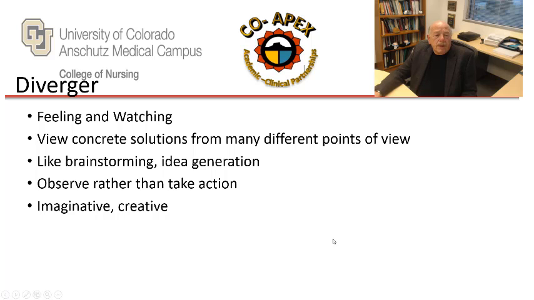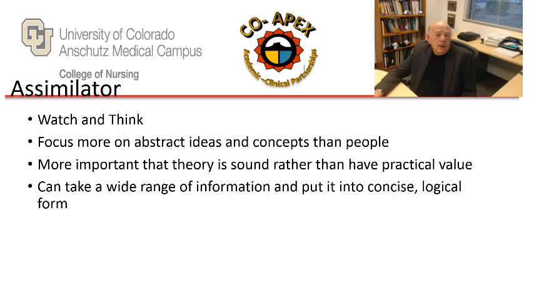Then there's the diverger. The diverger is someone who feels and watches. You often see these people standing back just a moment and watching what other things do first. They view concrete solutions from many different points of view. They're sort of like brainstorming at the same time and generating new ideas. They observe rather than take action initially, but they are very imaginative because they look at different points of view and very creative.